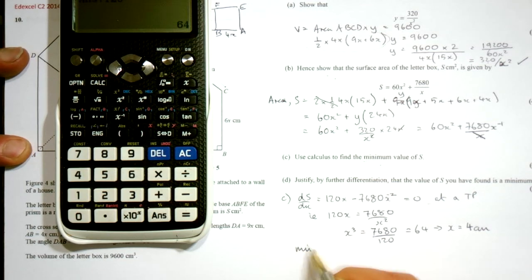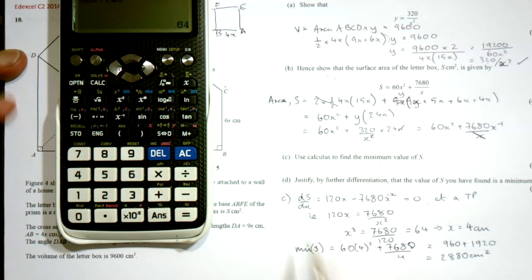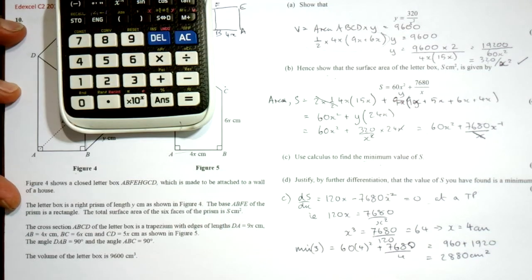So min S will be, substitute 4 into this equation here. So 60 lots of 4 squared plus 7680 divided by 4, and that's equal to, so 60 times 16 is 960, plus 4 into that is 1920, so that's 2880 centimeters squared. And it's a minimum if d2S by dx squared is bigger than 0 when x is 4.